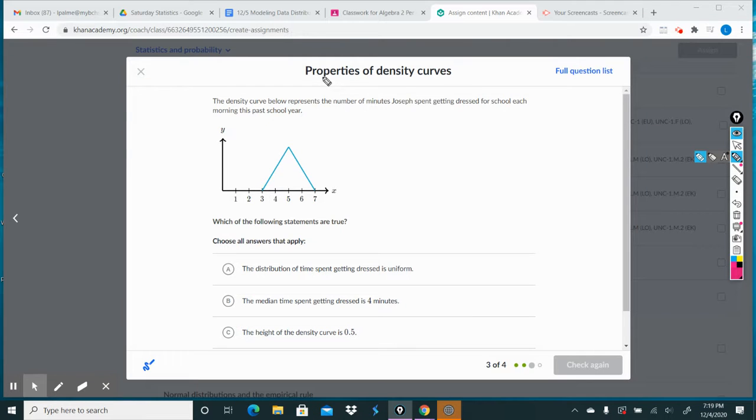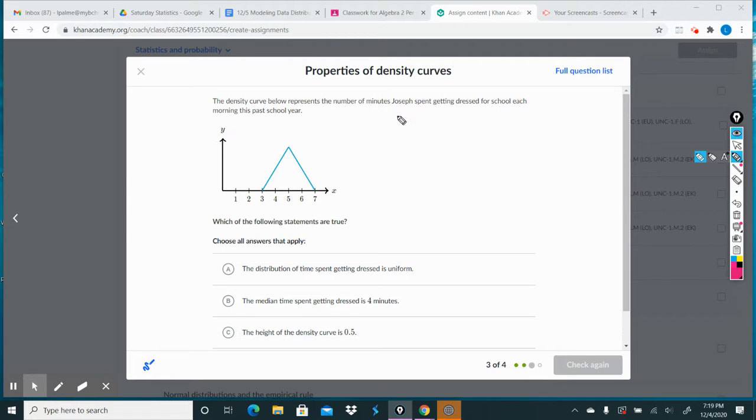Okay, here we have a video about properties of density curves. The density curve below represents the number of minutes Joseph spent getting dressed for school each morning this past year. So here we have, even though it's density curves, this is a triangle. We can assume that it goes up and over and around. Remember, this is just the generalized look of density curve data.